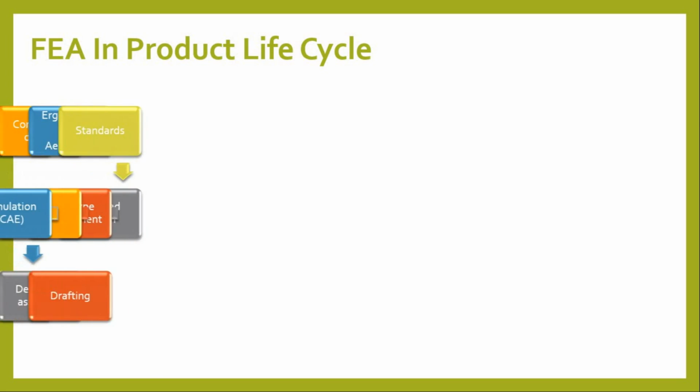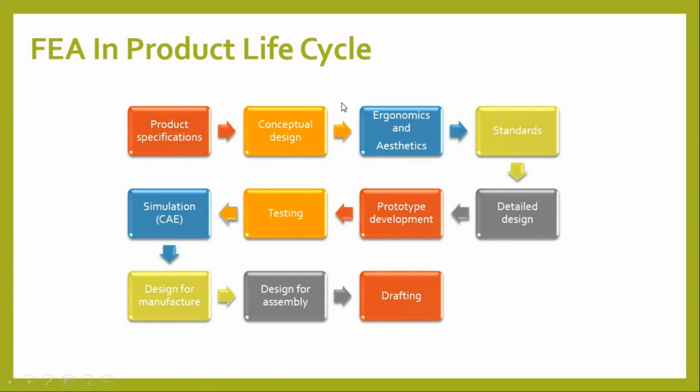Now when we talk about FEA, where exactly does it lie? We will discuss FEA in the product life cycle. When we talk about the product life cycle, we first start with the product specifications. Then the conceptual design is done. Once the conceptual design is done, we think about ergonomics as well as the aesthetic look of the product. Then we do the standardization of standards. Then we go through the detailed design. Once the detailed design is done, we discuss prototype development as well as testing of that prototype.